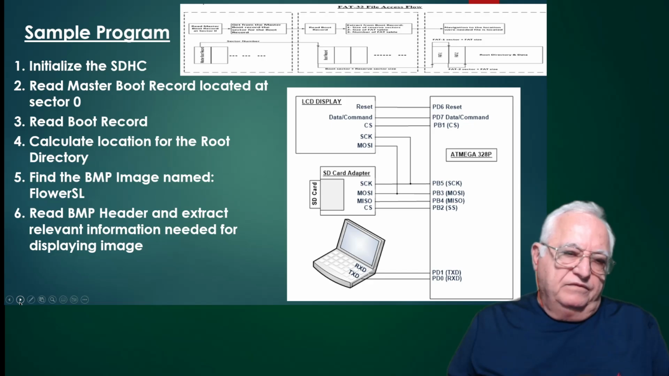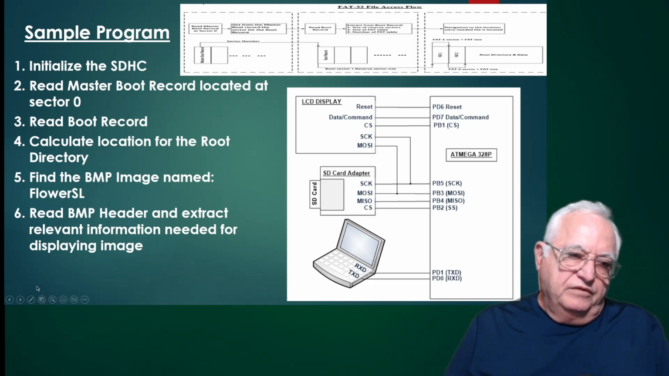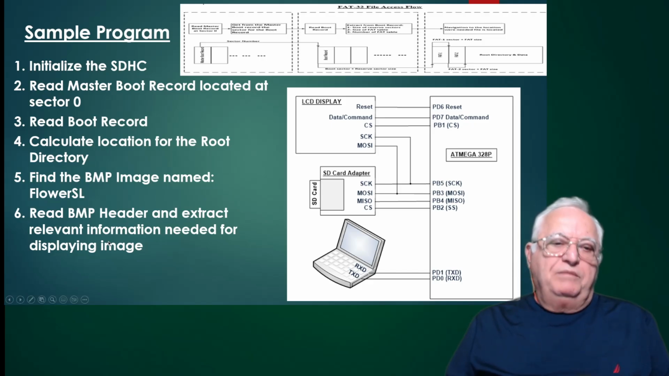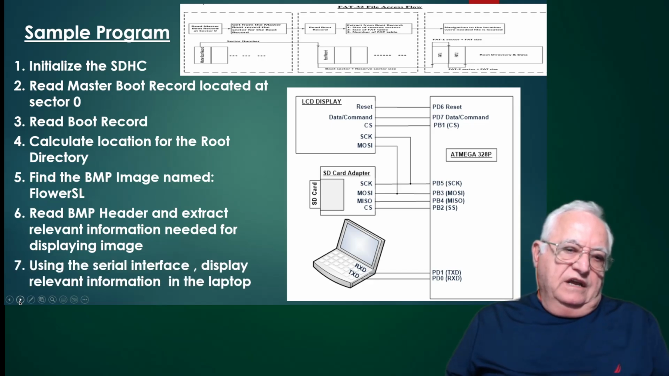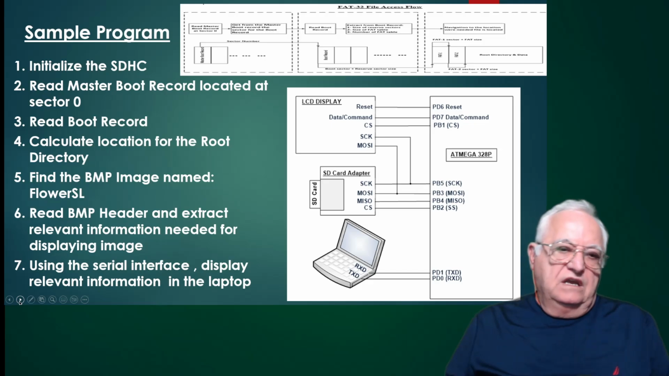Then with that information we find our cluster, and that gives us the information to get our sector, and we're going to read it. It gets us to where we have our BMP file, where we're going to read and extract the relevant information needed for displaying the image. So then we're going to display a picture on our LCD, and we're also going to use the serial interface to display relevant information on the laptop. So if something goes wrong, we can go back and see what happened.